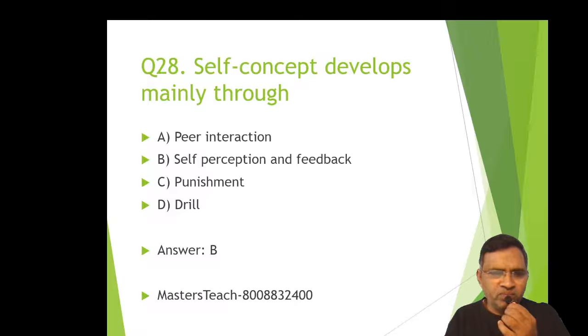Then 28. Self-concept develops mainly through A. Peer interaction, B. Self-perception and feedback, C. Punishment, D. Drill. The self-concept develops mainly through self-perception and feedback.